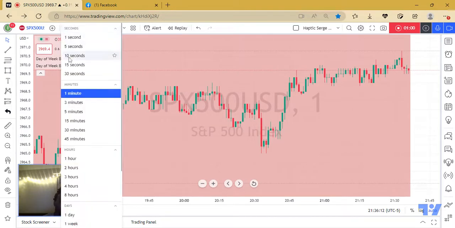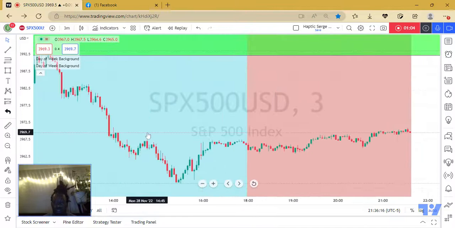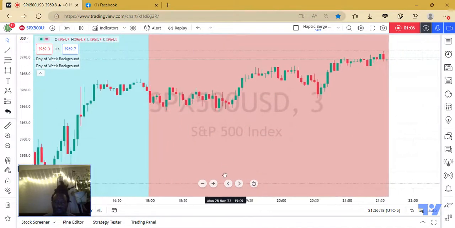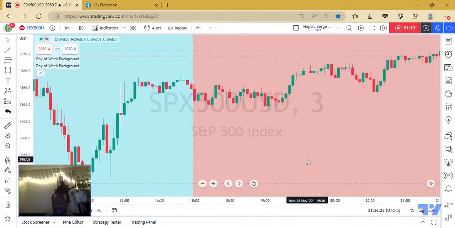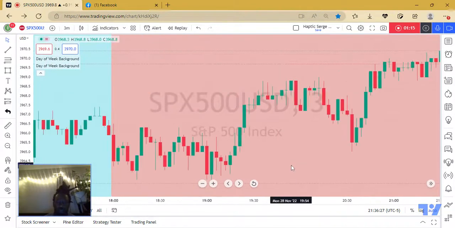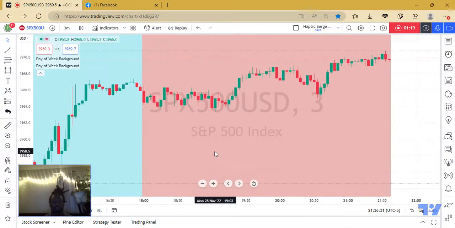Let's go out to 3 minutes. 3 minutes just means every candle equals 3 minutes. This is what's happening every 3 minutes. Actually, I trade the S&P 500, but there's a lot of other stuff that you could trade out there. You could trade anything. So this is 3 minutes.